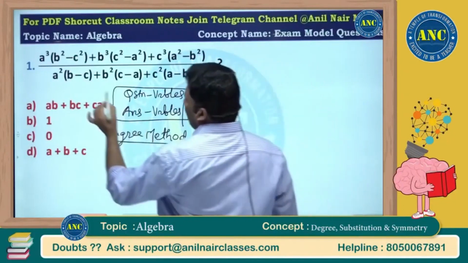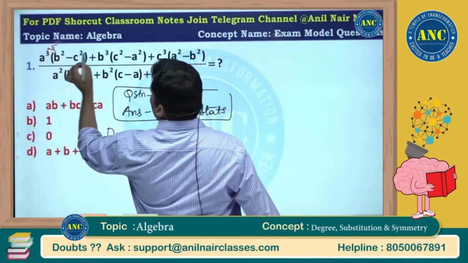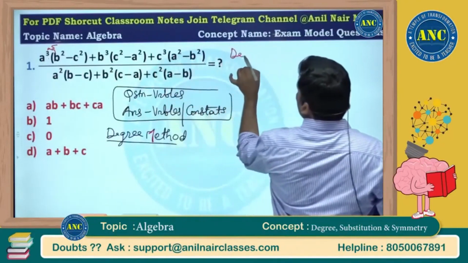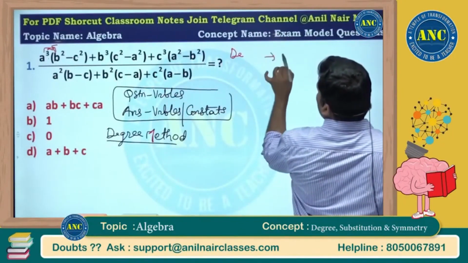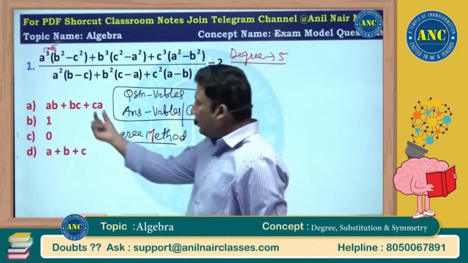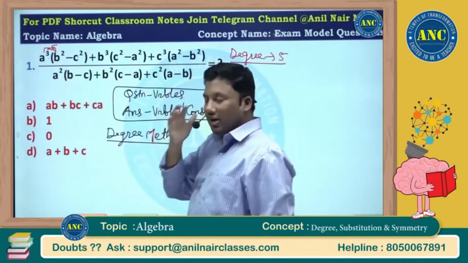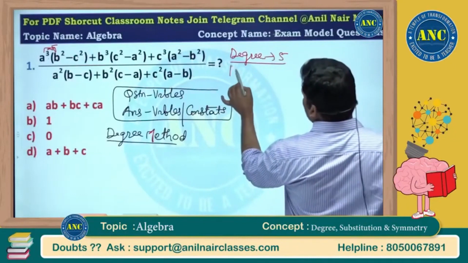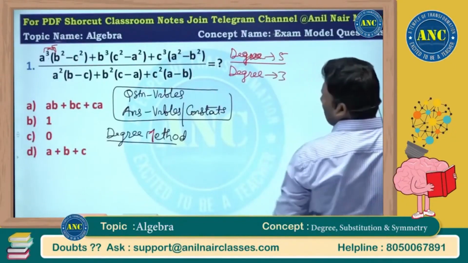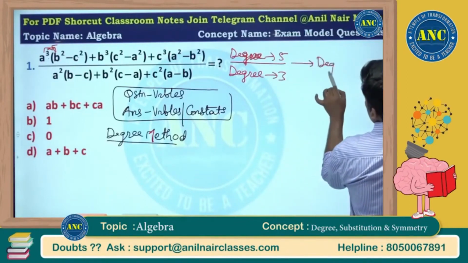Let us see. A cube into b square, here it is 5. Here also 5, 5, 5. The degree in the numerator is 5. Divided by, here it is degree 3, degree 3. Denominator is degree 3. Numerator is degree 5, denominator is degree 3. Answer will be degree 2.